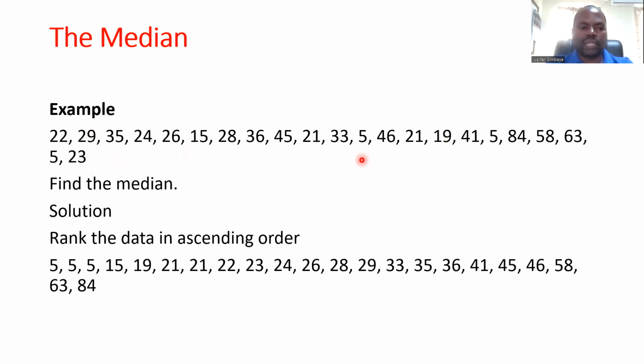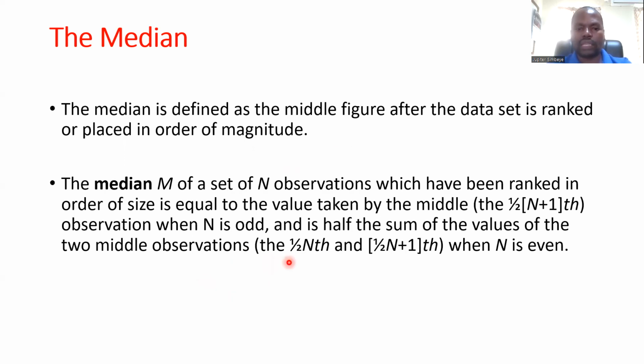They are not arranged yet in order. But before we identify the median, we need to rank them. So you rank the data in ascending order from the smallest to the largest. So the smallest is 5. There are 3 5s up to 84. So because the number of observations is 22, which is odd, which is even, sorry, that means we're going to use this second formula to identify the median.